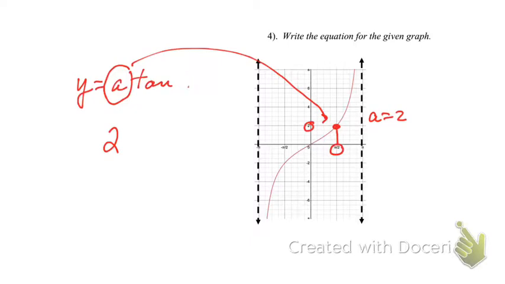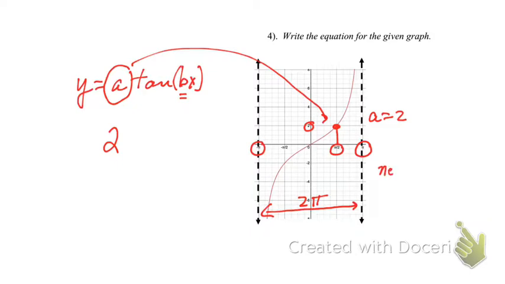Excuse me, I forgot my b up here. So it's a times the tangent of bx. Well, where does the b come from? Well, the b will come from these asymptotes. How far apart are they? Well, let's check. This one says pi, if you can read it, and this one says negative pi. So that is a distance of 2 pi. That's the new period for this graph.